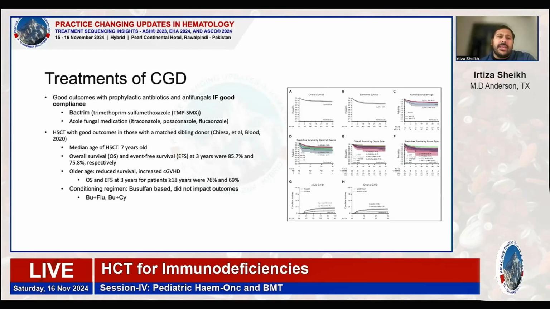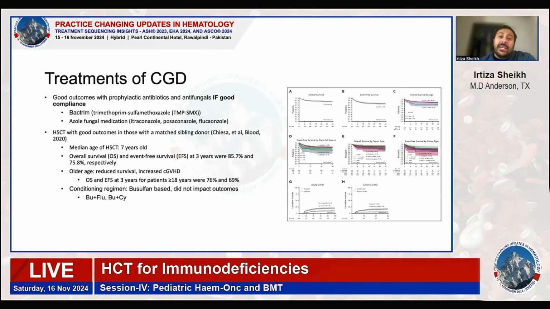In this study itself, the median age was about 7 years old. And when they looked at older patients, especially those that were greater than 18 years of age, they found that overall survival was significantly lower. It was 76%, again, compared to almost 86% or a little over 85% in patients that were younger.